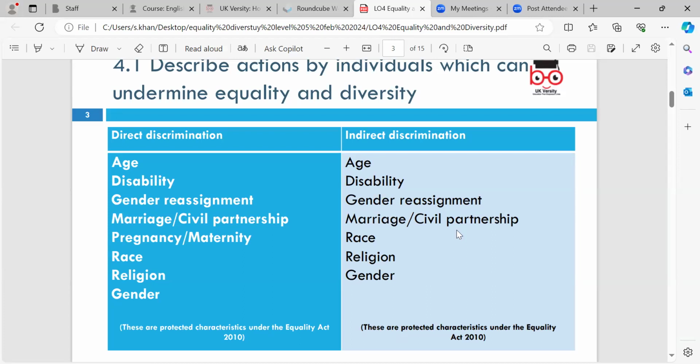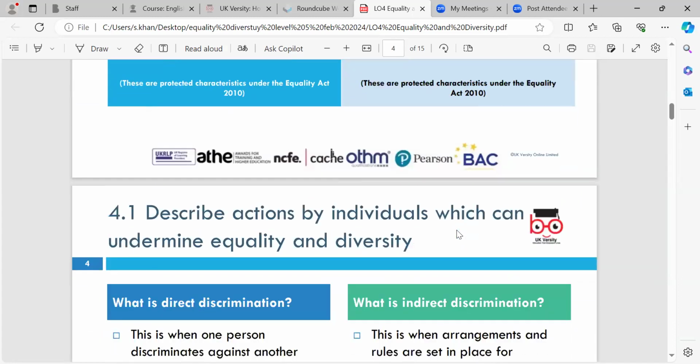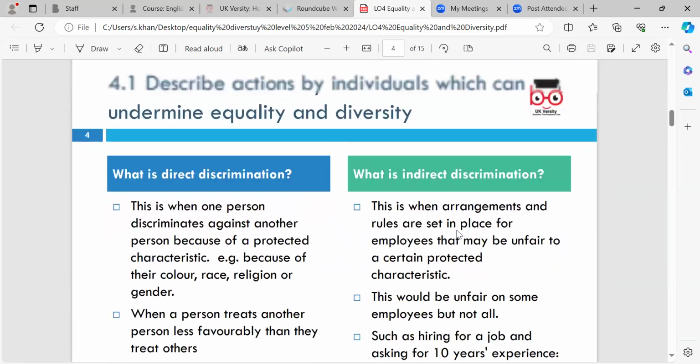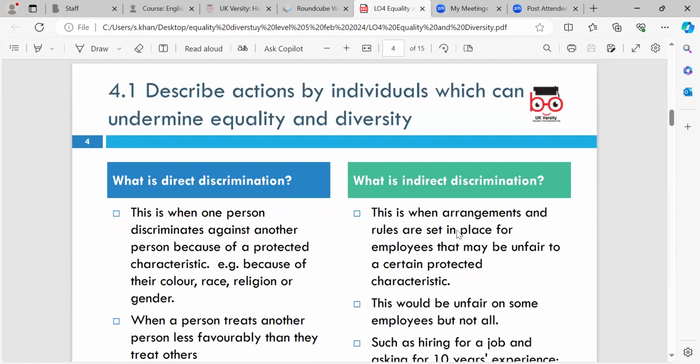When you've got indirect discrimination, you can have indirect discrimination based on your age, disability, gender reassignment, marriage, race, religion, and gender again, and they are all protected characteristics. What are protected characteristics when we talk about that? Is it something that's within the law?